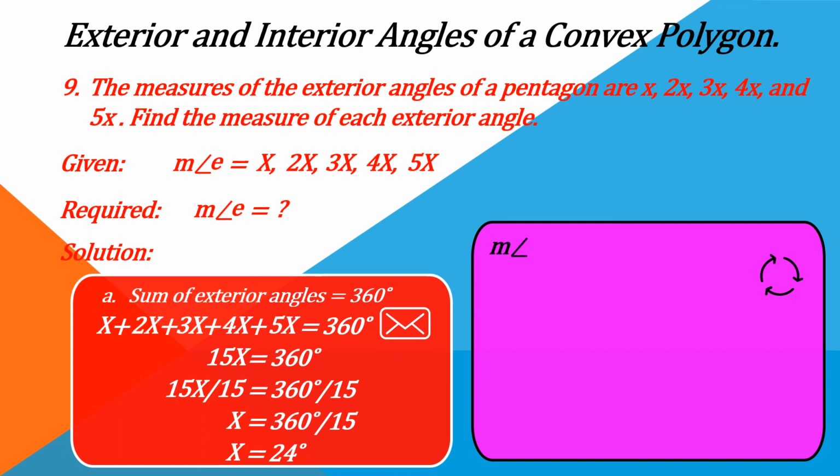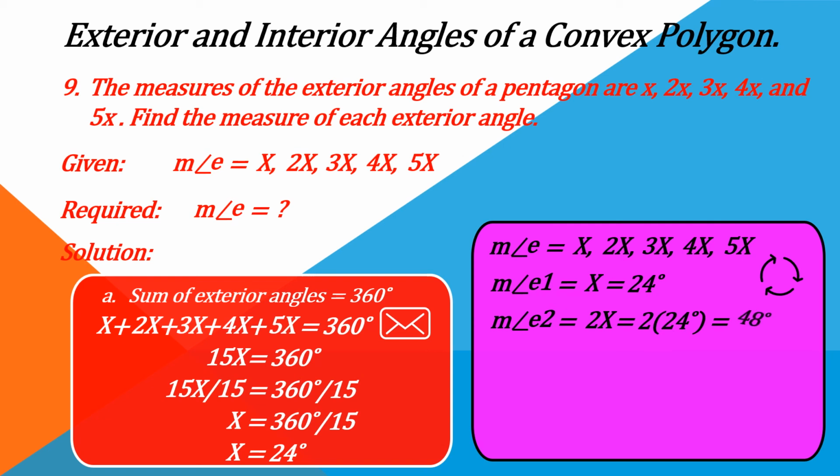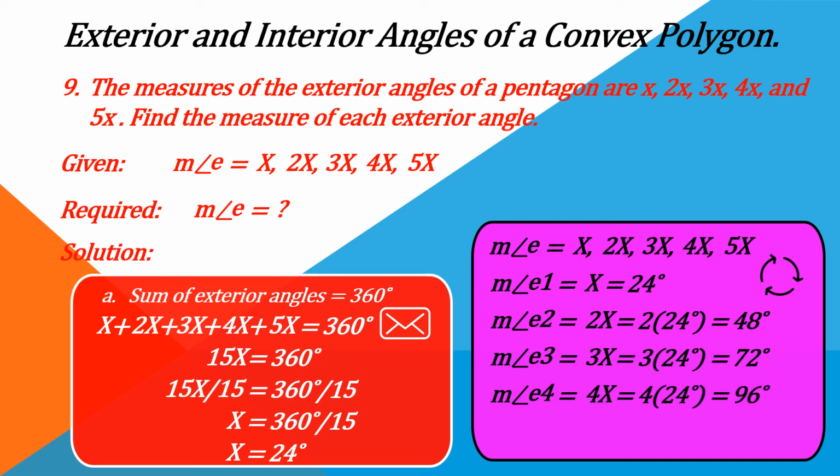Let us solve the other angles. Exterior angles are x, 2x, 3x, 4x, and 5x. Exterior angle number 1 is equal to x, which is 24 degrees. Exterior angle number 2 is equal to 2x, or 2 multiplied by 24, or simply 48 degrees. Exterior angle number 3 is equal to 3x, or 3 multiplied by 24, or 72 degrees. Exterior angle number 4 is equal to 4x, or 4 multiplied by 24, equal to 96 degrees. And the last, exterior angle number 5, is equal to 5x, or 5 multiplied by 24, or simply equal to 120 degrees. And this is our answer in this problem.